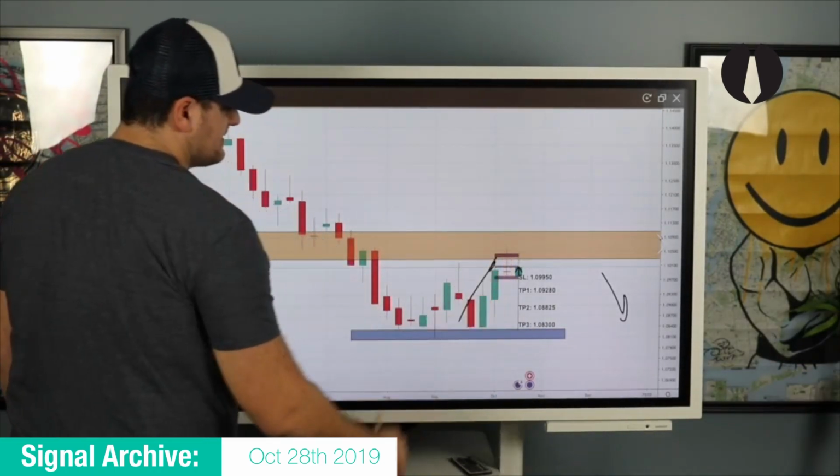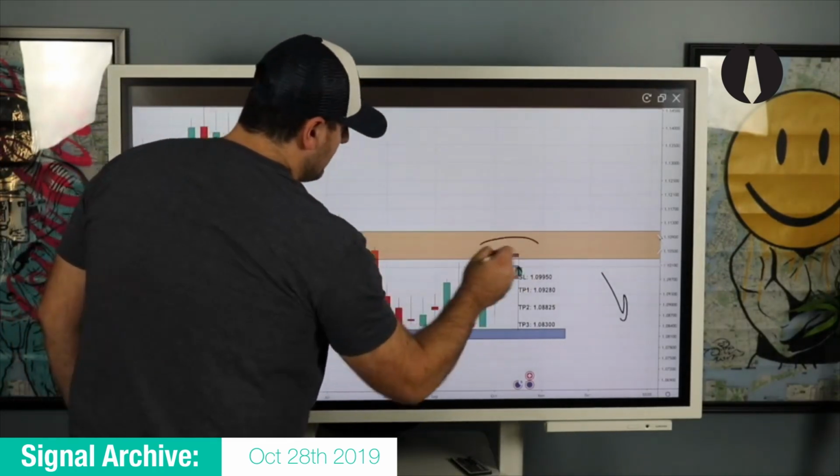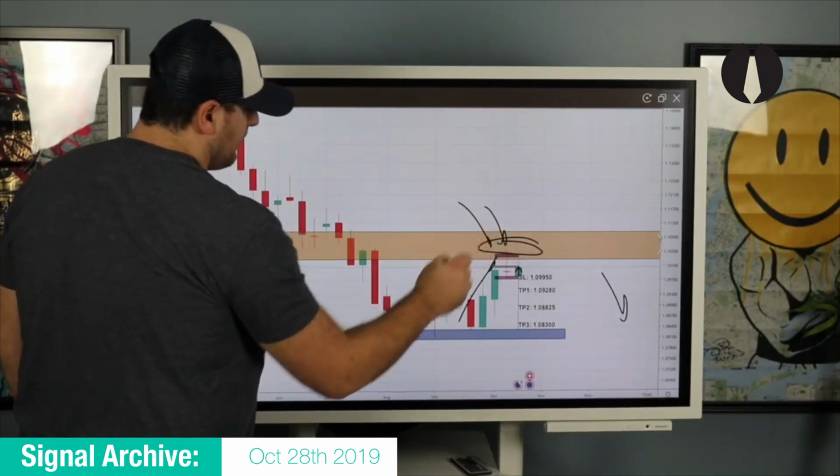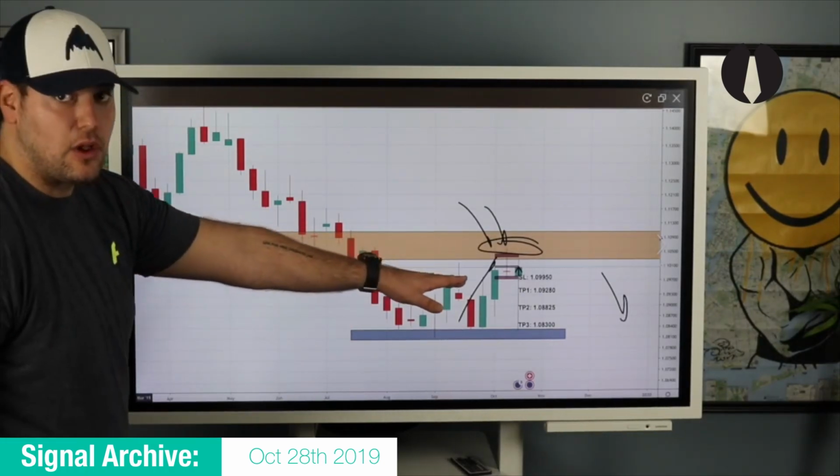But what do we see? We see price has sent price back to our weekly lower zone. We do see an injection of sell pressure entering the market. So let's take a closer look.